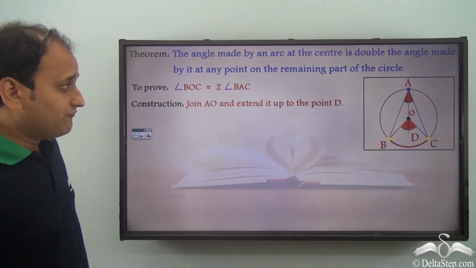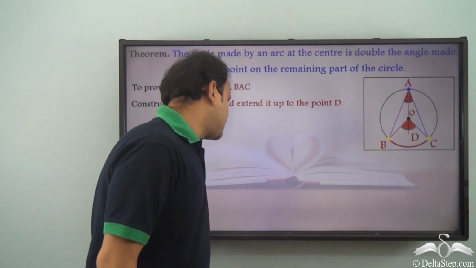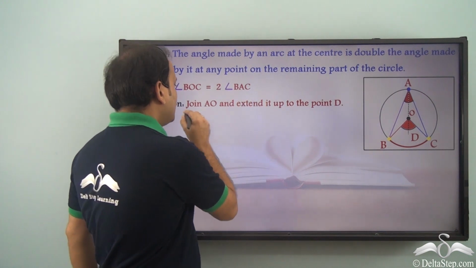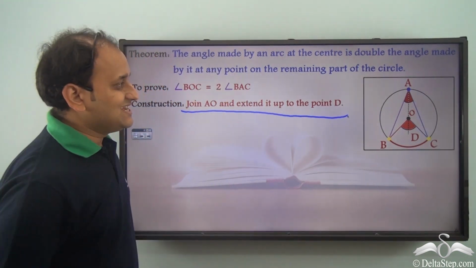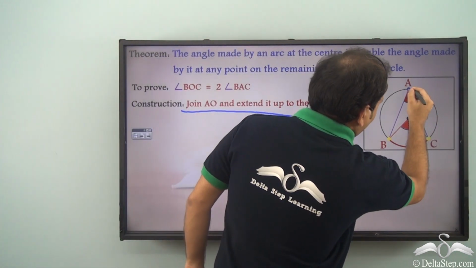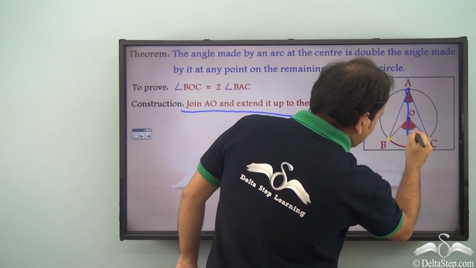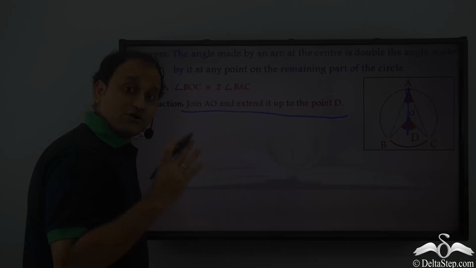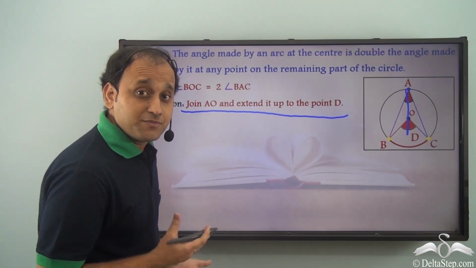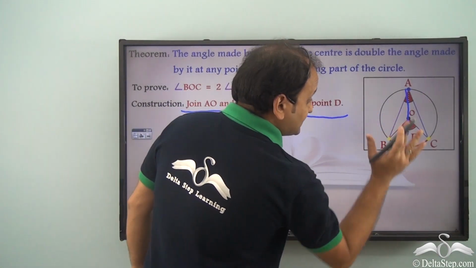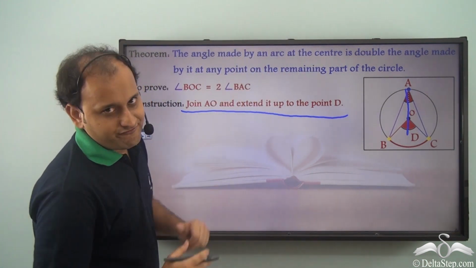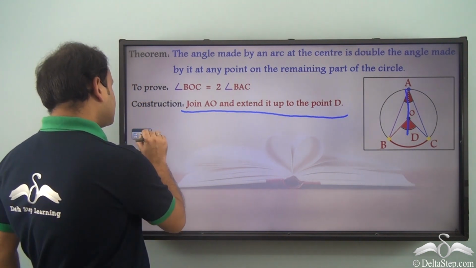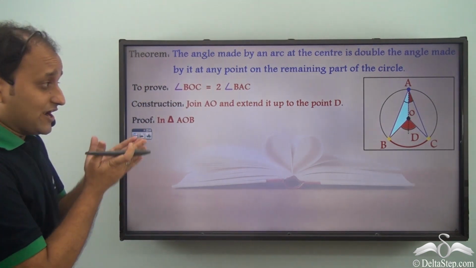So first of all, we'll perform a construction. So what will we do? We'll join AO and extend it up to the point D. So AO is joined and extended up to point D. Now D can be any arbitrary point inside the circle. As long as it is inside the circle, it is fine. Now, let's try to prove it.